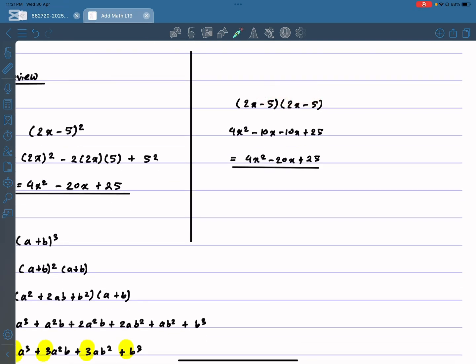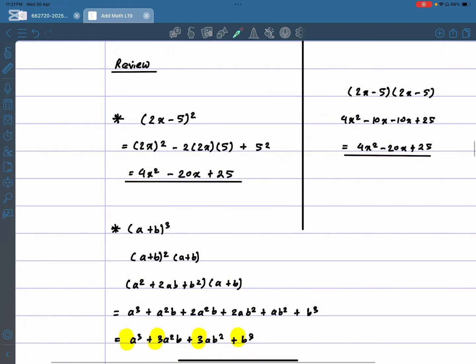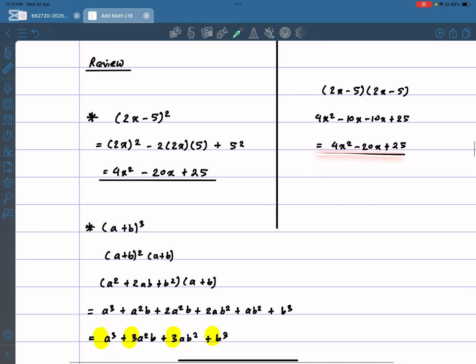The 2x multiplied by 2x is 4x squared. The 2x multiplied by minus 5 is minus 10x. And the minus 5 multiplied with 2x is minus 10x. And minus 5 multiplied with itself is plus 25. Once we solve this, we get the final version, 4x squared minus 20x plus 25. Okay, so that's the FOIL method, or the distributive law.